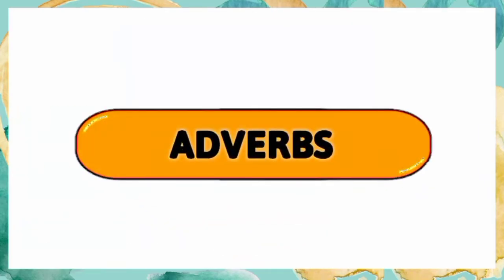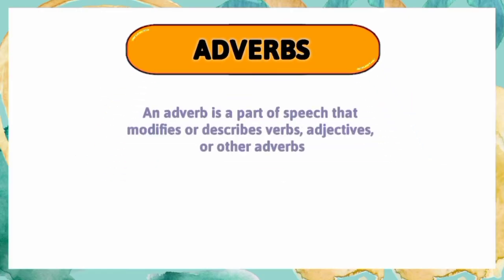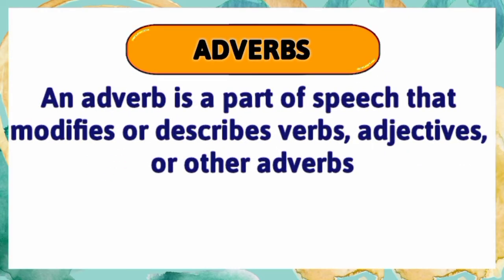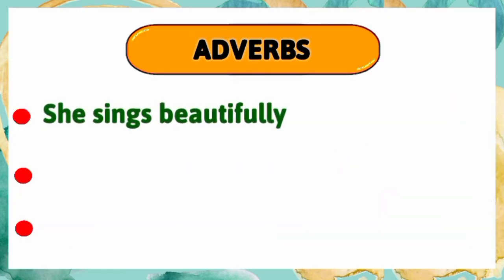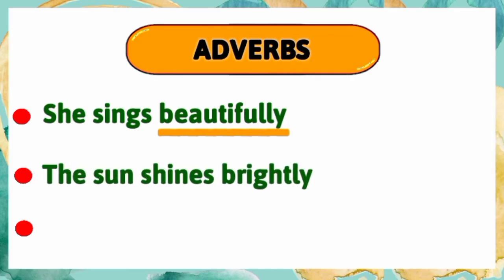Next are adverbs. An adverb is a part of speech that modifies or describes verbs, adjectives, or other adverbs. Adverbs usually answer questions like how, when, where, or to what extent. Let's see a few sentences. She sings beautifully. Here the word beautifully describes how the girl sings. The sun shines brightly. Here the word brightly describes how the sun shines.